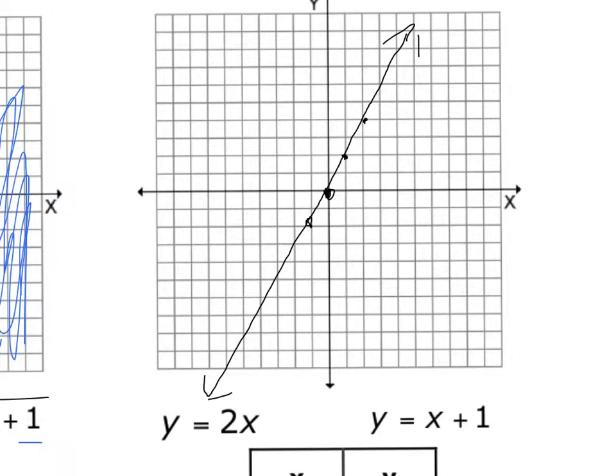That is our first line, and our second line is y equals x plus 1. So our y-intercept, of course, is going to be 1. Our slope is 1 over 1 on this one, so you're going to go from your y-intercept up 1 and over 1 for your slope. And then draw your line.